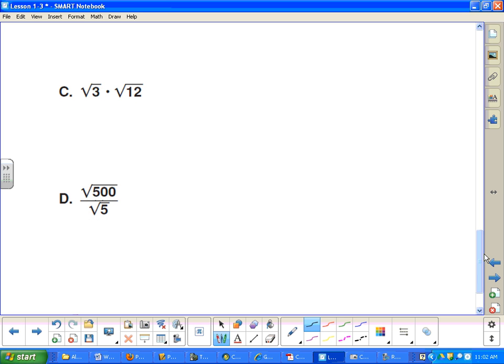All right, letter C, square root of 3 times square root of 12. This is an example of the product rule. So this means that I can do the square root of 3 times 12. Okay? Put them both under a single radical. And Alex, what's 3 times 12? 36. And the square root of 36 is 6. Okay. So there's the product rule.